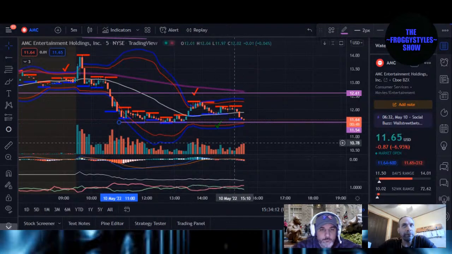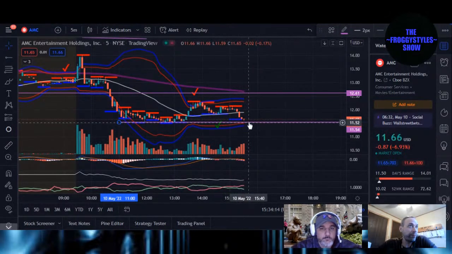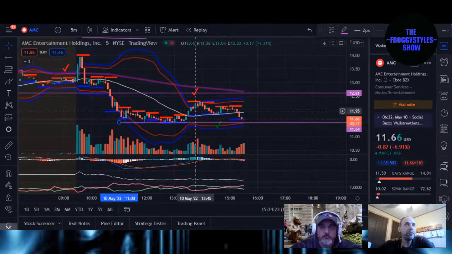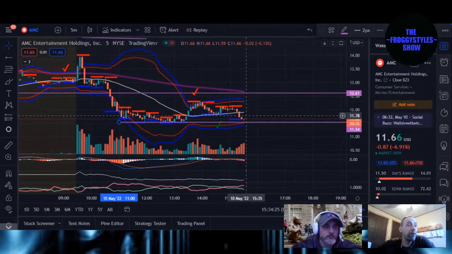Pretty much called this right out to the T. I was kind of expecting it to go to 1150. It went down and hit 1150 on the dot, bounced straight off of it. Now we're going back for that double touch, and then hopefully we get the reversal. I want to see the counter punch that comes in after that.